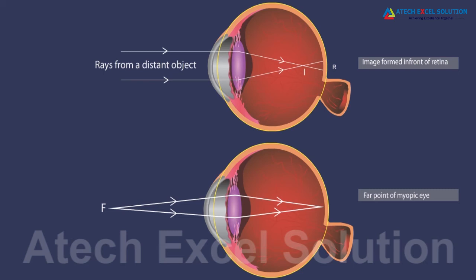The object has to be shifted closer to the eye to a point F to focus it on the retina. Thus, the far point of a myopic eye is not at infinity, but only a few meters from the eye.